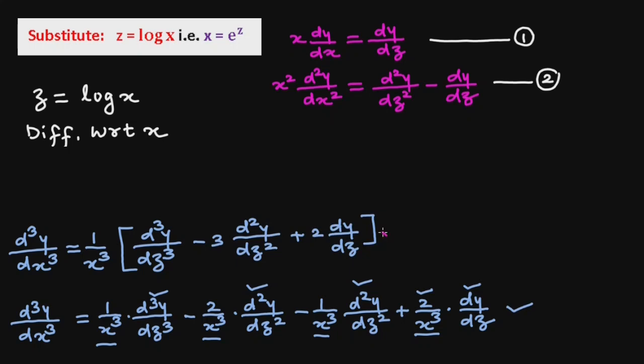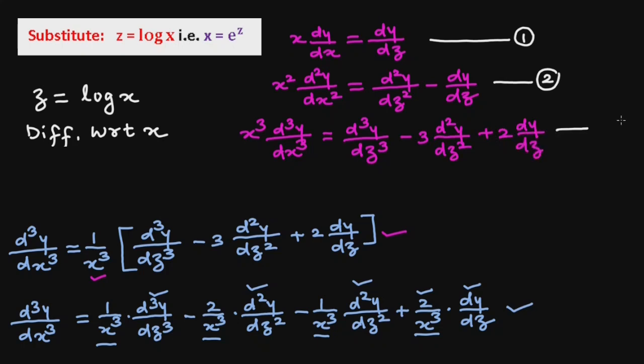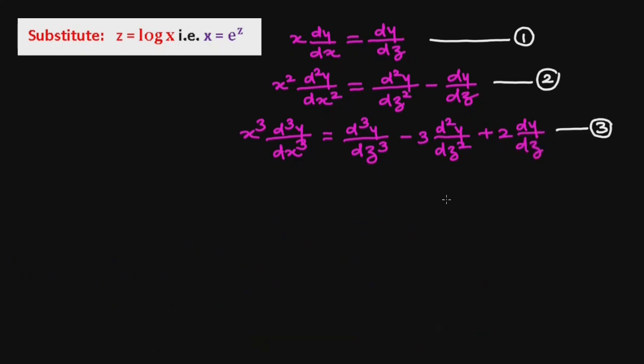And this equation gives us the third result, which is x cube into d cube y upon dx cube equals d cube y upon dz cube minus 3 d2y upon dz square plus 2 dy by dz. We name this number 3. Using D equals d by dz, the same results can be written as x dy by dx equals dy by dz equals Dy.